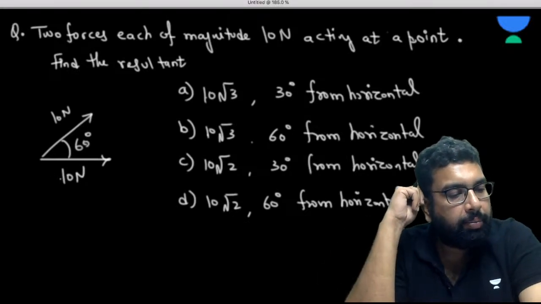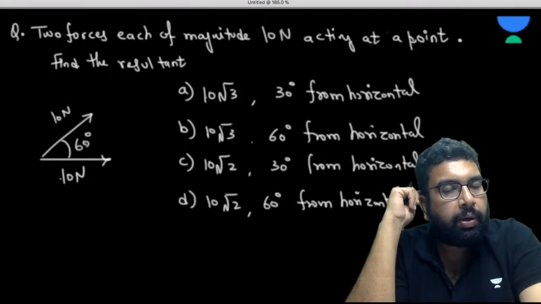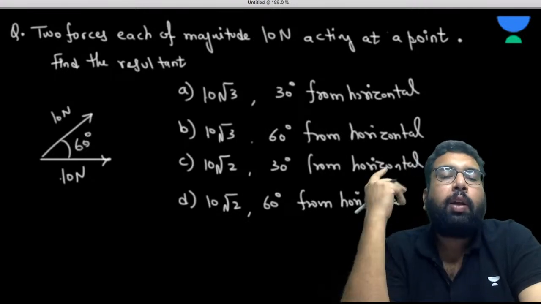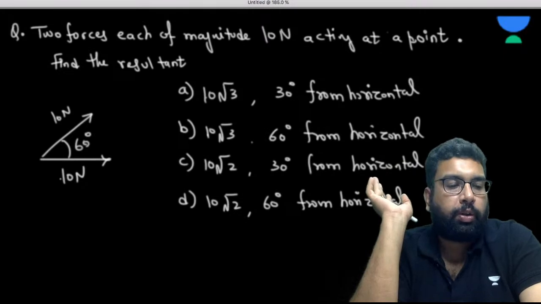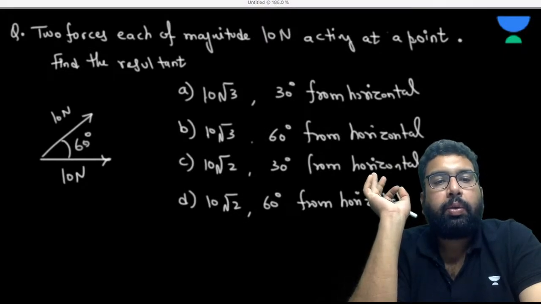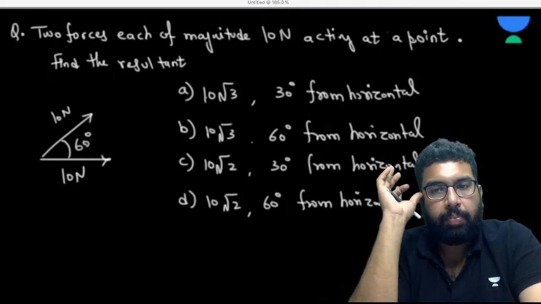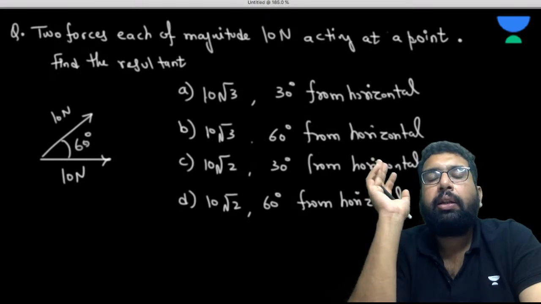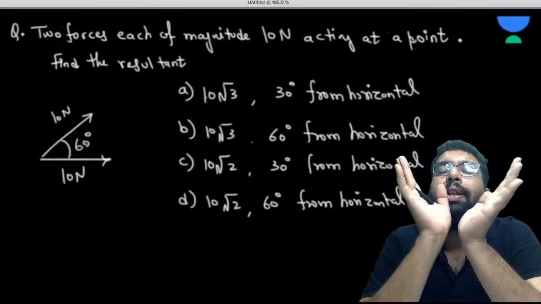Now how is it A and B both? No, it is A only. Okay, now let's try to do this question. In this question, please try to understand this. So first of all, there are two vectors.